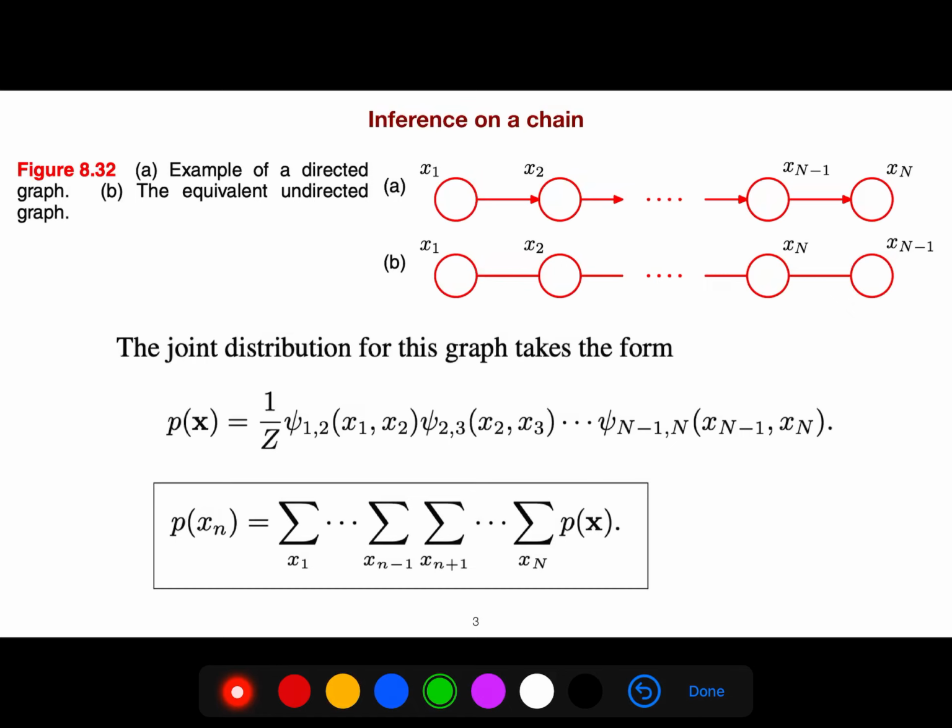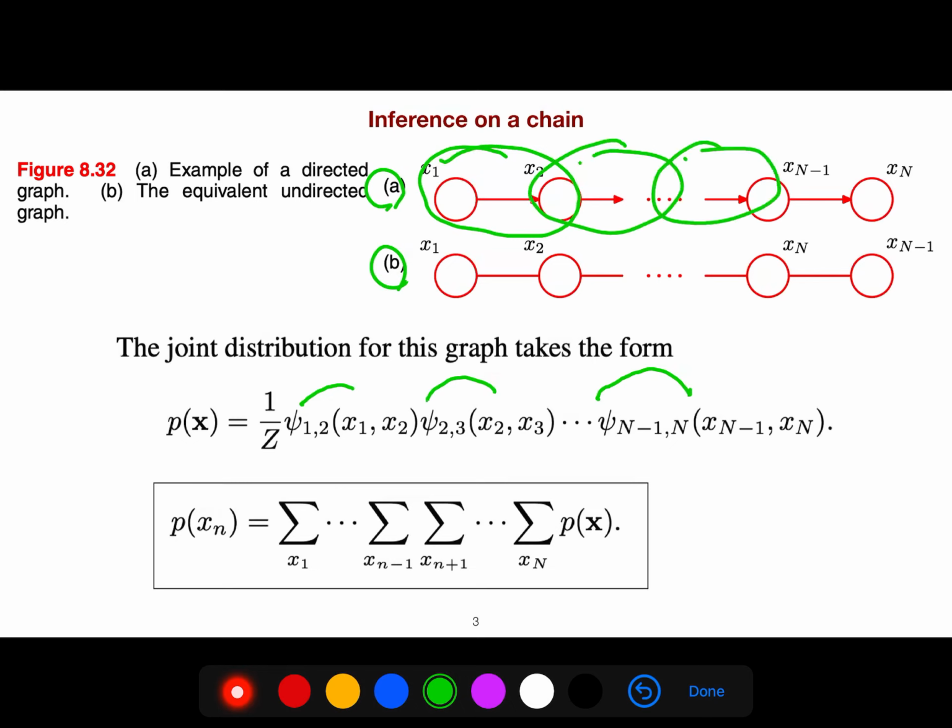So for inference on a chain, no matter if it is directed like A or undirected like B, you can define the joint distribution by just multiplying psi 1,2, psi 2,3, up to psi n-1,n. When you multiply these potentials, you're saying that they are independent of each other. Think about it like this: it's proportional to probability, and Z, as I said, is just a normalization factor. So it becomes a very good probability distribution.